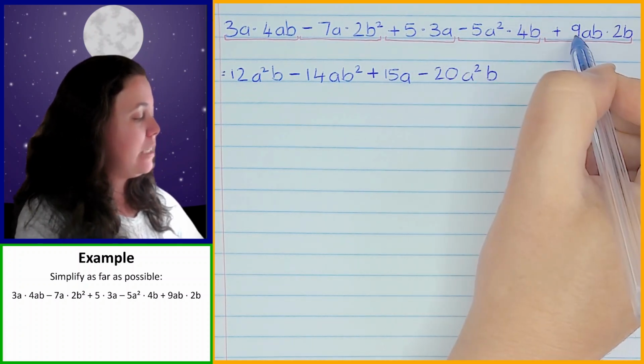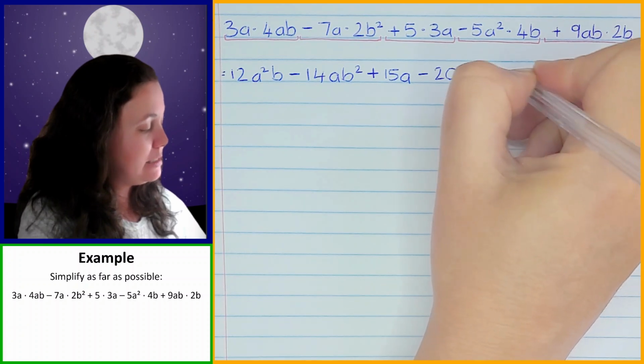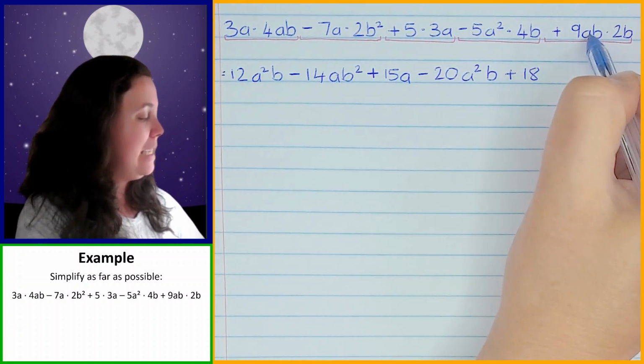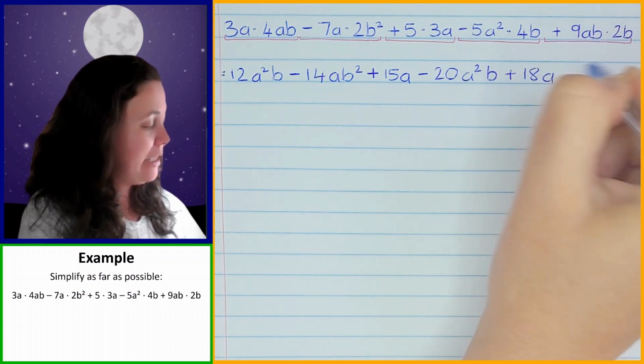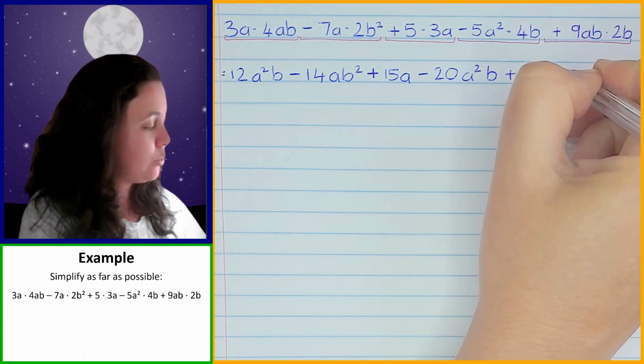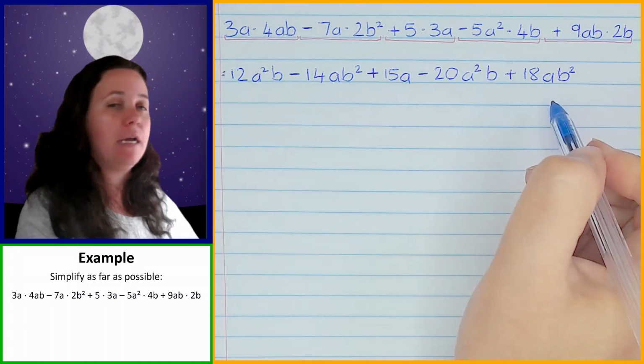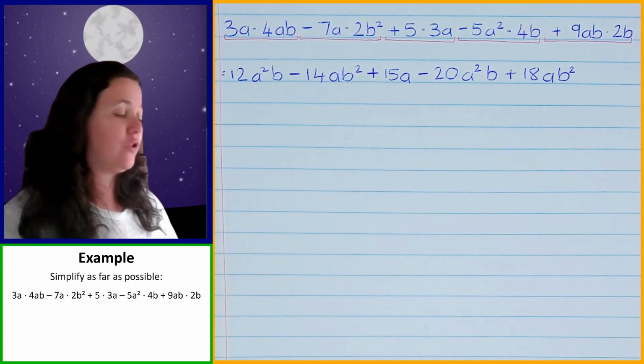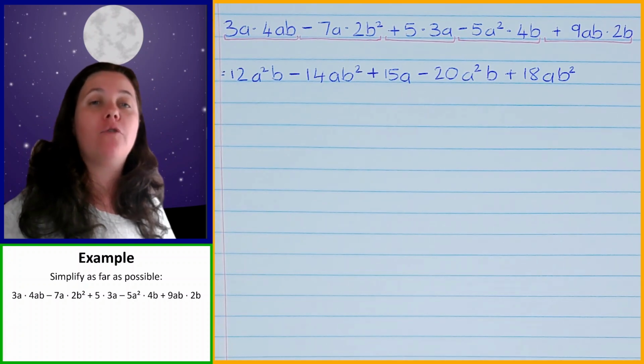And then I've got a positive times a positive is plus. 9 times 2 is 18. Now here I've got a, and there's no a's there, so it's going to be a over there, and then b times b is b squared. Okay, so that's what my second line should look like, where I've done all the multiplication within each of the terms. Now I'm going to go and look for my like terms.